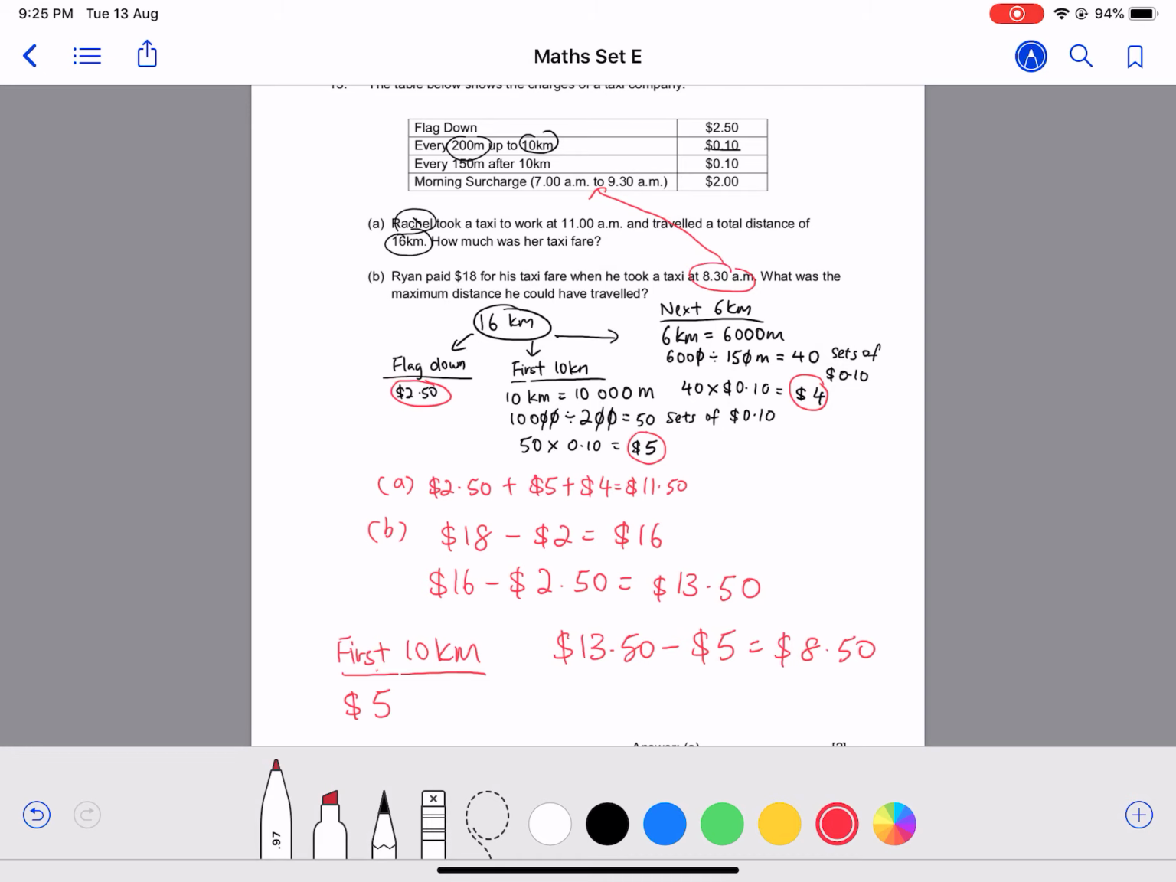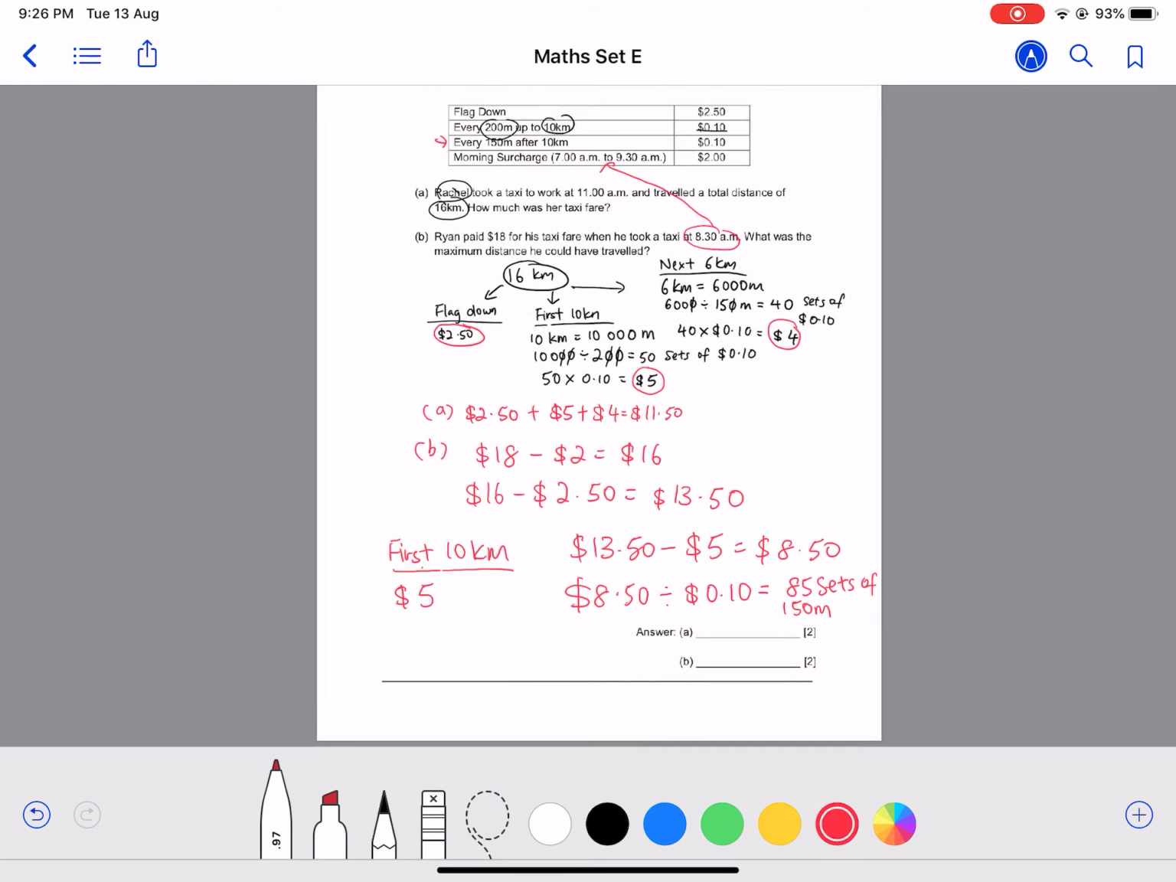Now with this $8.50, we want to move on to the next level, which is the second level, every 150 meters, 10 cents. So let's find out how many sets of 10 cents that makes, which is 85 sets of 150 meters. This is the next 10 kilometers. Right, there's 85 sets of it in order to reach $8.50.